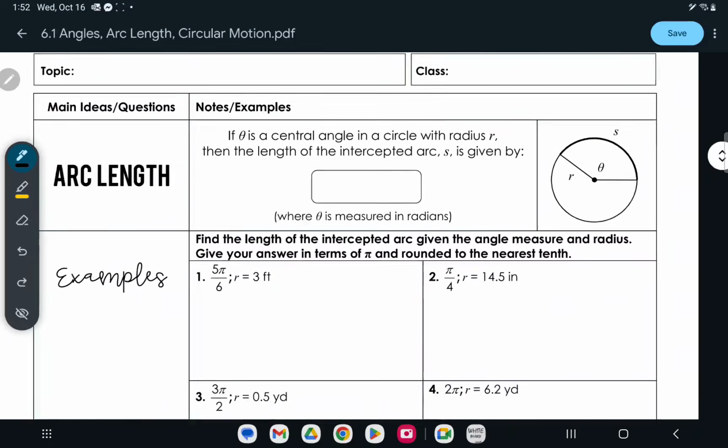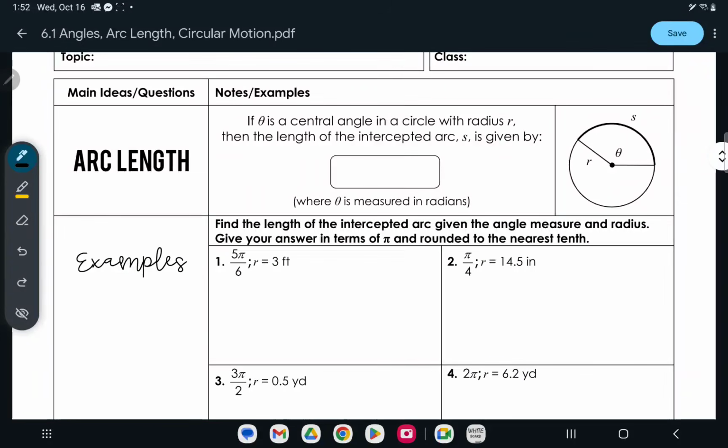Move on to something different. Go on to arc length. So we're trying to find this length here. So that formula is S equals R times theta, which is just the angle. And the angle is always in radians. So this first set gives us the angle and the radius. So I literally just plug it in and solve.